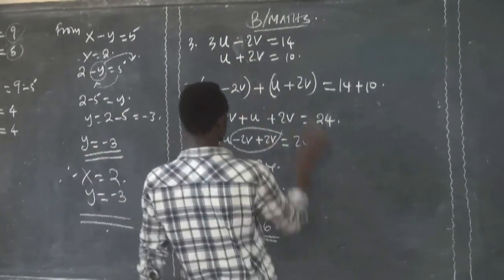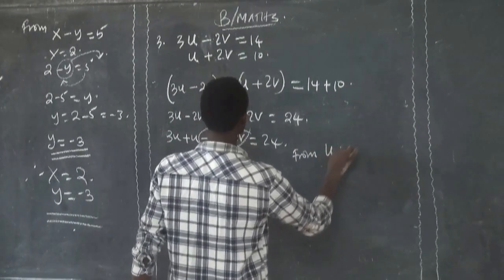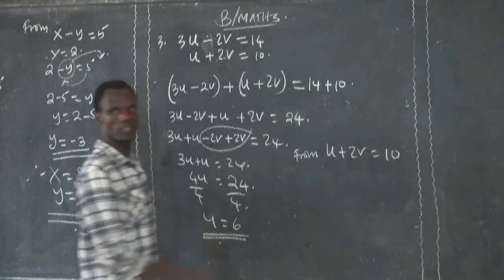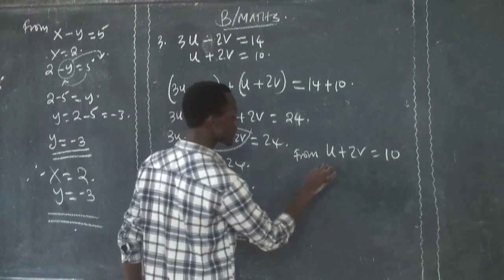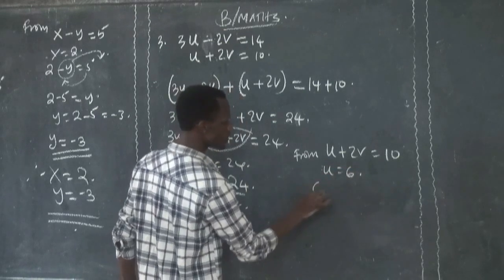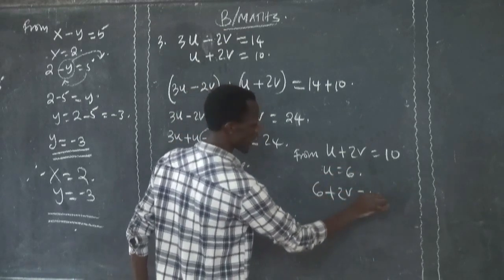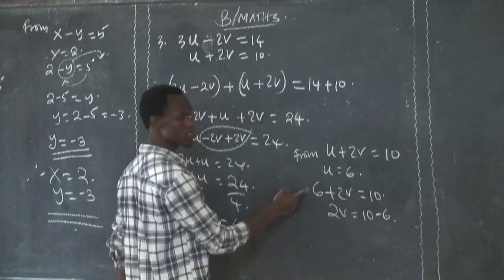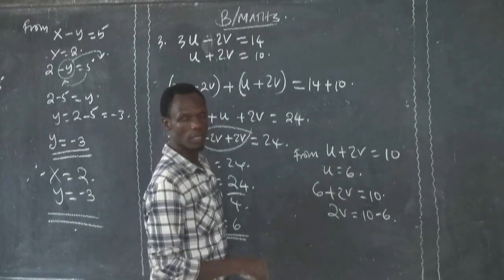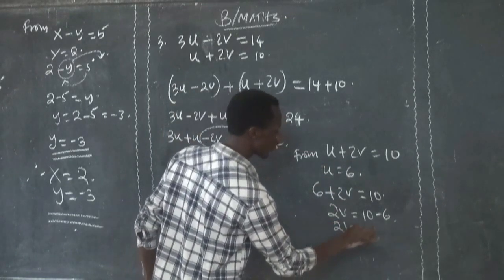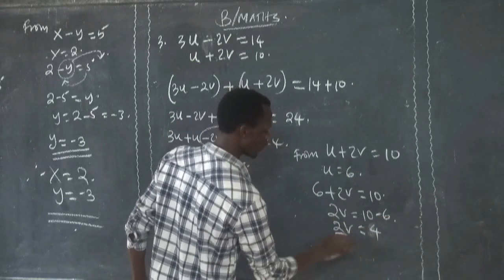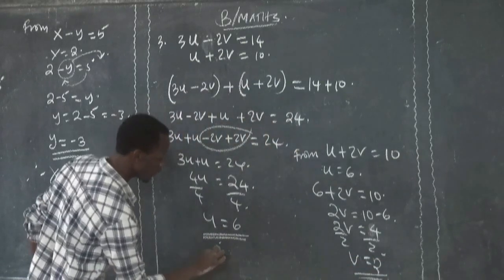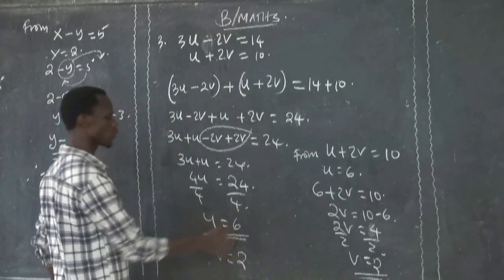Now from u, positive 2v is equal now to 10. Now where there is u, you put what? You substitute what? 6. Now we have 6. If u is equal to 6, then you have 6 positive 2v is equal now to 10. Now 2v is equal now to 10 minus what? 6. Because this is positive, taken to the other side, and becomes what? Negative. Now you have 2v is equal now to 10 minus 6 is equal to what? 4. Divide by 2, divide by 2. Now v also is equal to 2. Now lastly, now we have v is equal now to 2 and u is equal to 6.